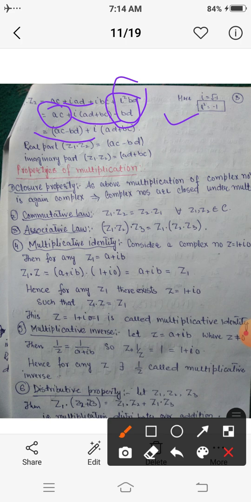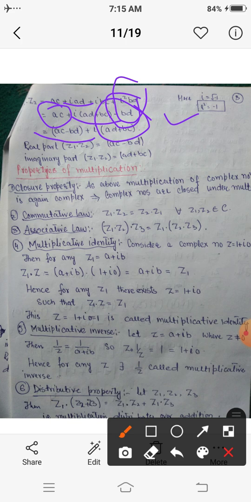Here a, b, c, d are real numbers, so their product, their difference, and their addition is also a real number, which implies that z1 into z2 is a complex number with real part equal to ac minus bd, and iota ad plus bc is simply its imaginary part. So this means that the product of two complex numbers is also a complex number. In this way you can multiply any two complex numbers.